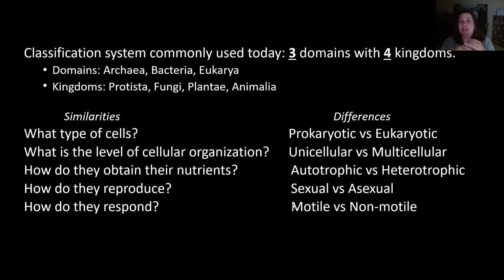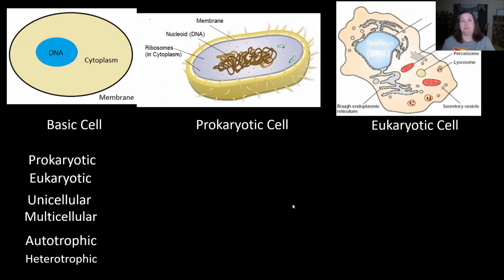Like 1, what type of cells do they have? Do they have prokaryotic cells or eukaryotic cells? That may determine where they go in a group. What's their level of organization? Are they unicellular or multicellular? How do they obtain their nutrition? Are they autotrophic or heterotrophic? Do they reproduce sexually or asexually? And last, how do they respond? Are they motile where they can move or are they non-motile? These are things that help us determine what groups these organisms are going to go in.